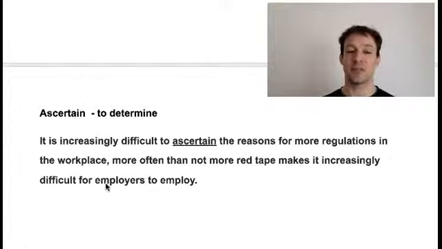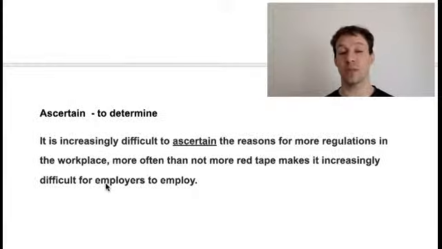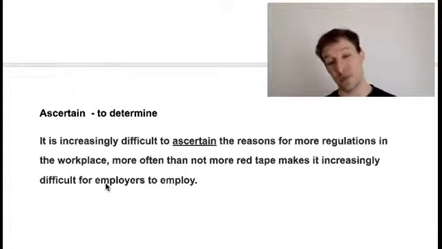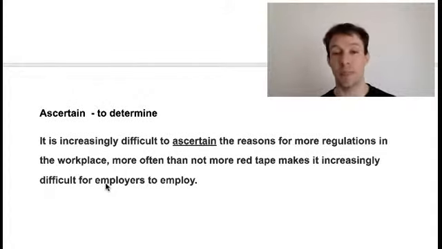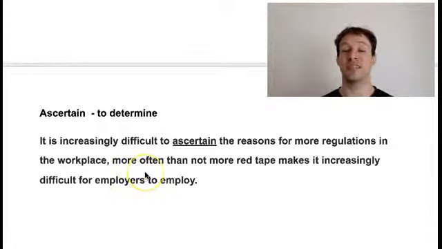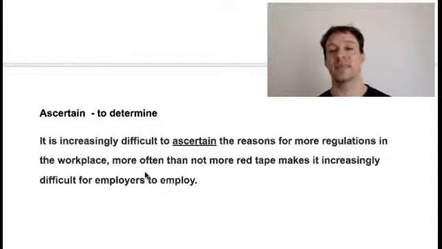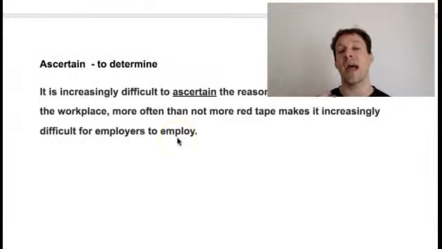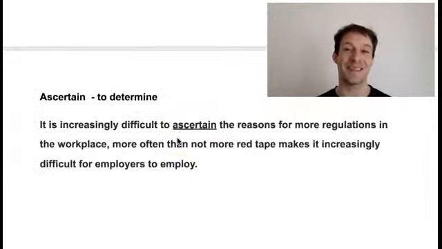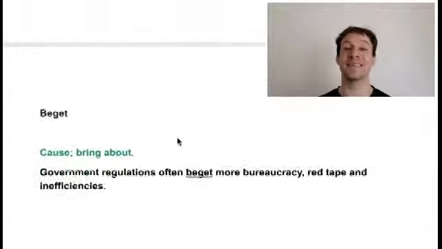Okay, so we could say it is increasingly difficult to ascertain the reasons for more regulations in the workplace. Okay, more often than not, more red tape makes it increasingly difficult for employers to employ. So ascertain, here we could just interchange it with determine, but ascertain, like I said, slightly less common, helps to persuade the examiner that you've got a wide, extensive lexical resource.